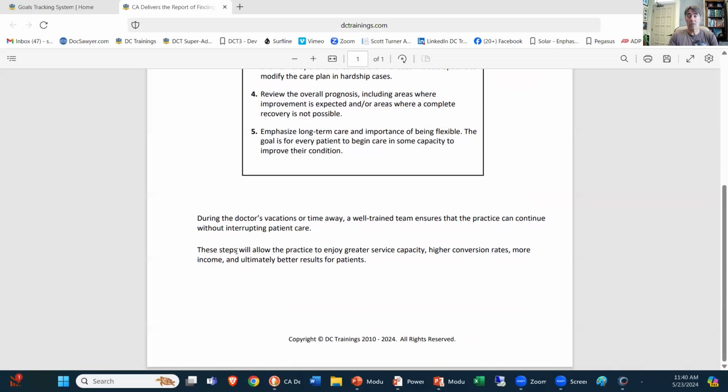These steps will allow the practice to enjoy greater service capacity, higher conversion rates, more income, and ultimately better results for patients. And that's what's most important, right? We want to have the best results for our patients. We want them to enjoy the reward that comes with a nervous system that's functioning at full capacity, right? Get up in the morning, hit the ground running, have a great day, sleep great at night, enjoy quality time with those closest to you. I mean, that's where chiropractic excels like no other. So that's ultimately what we're doing here.